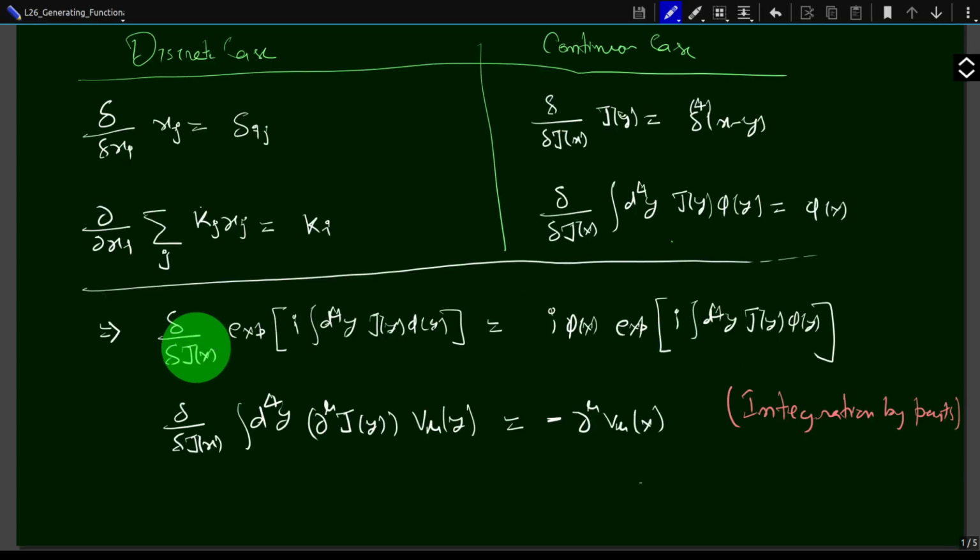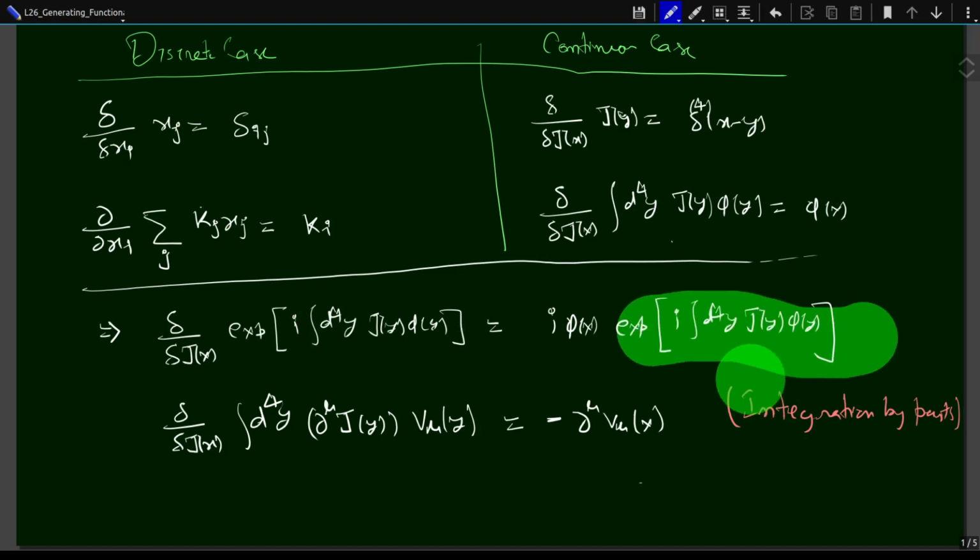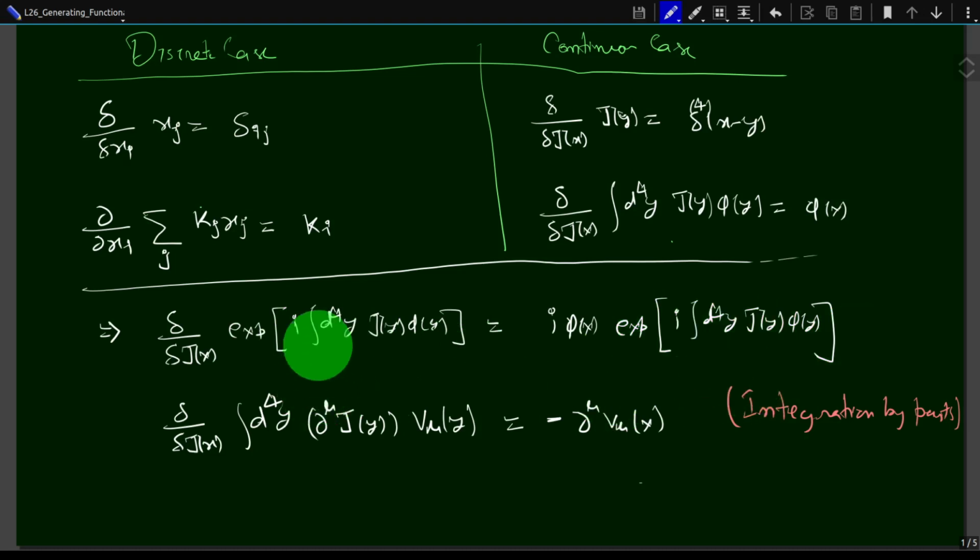For example, take del by del J(x) of the exponential of i times the integral d^4y J(y) phi(y). The first thing I do is take the derivative of the exponential with respect to the exponent. That just gives me the exponential again, and then I take the derivative of the exponent with respect to J(x), and using this rule it gets i phi(x), because the i factor was there. So nothing different comes up here.